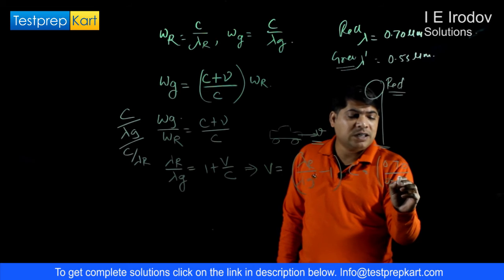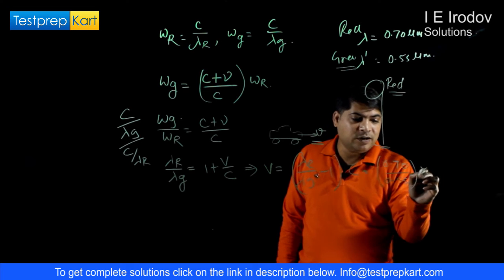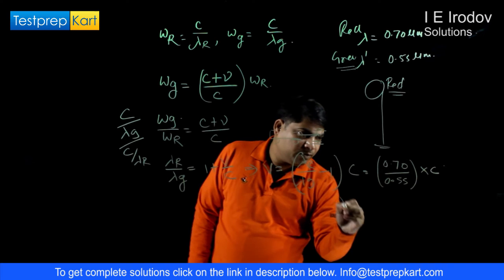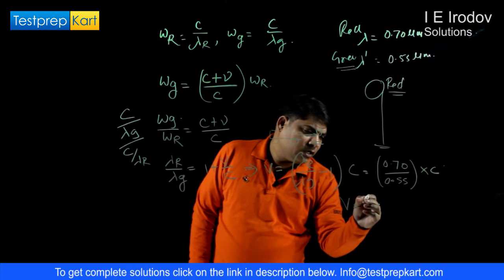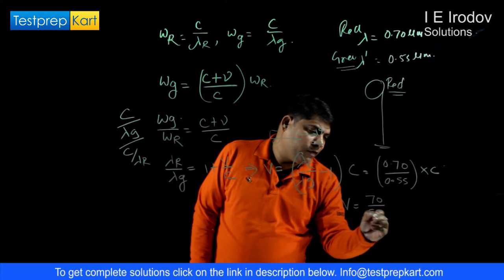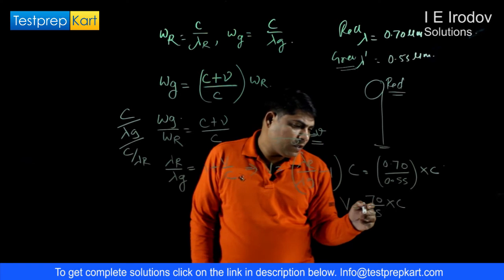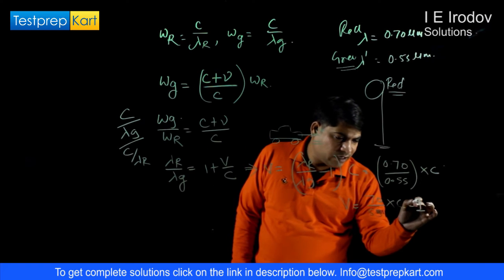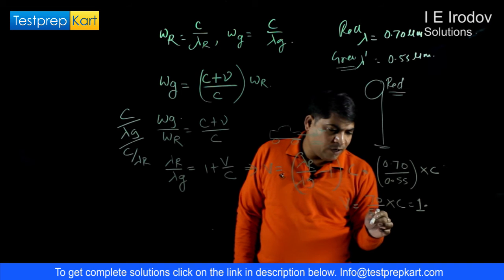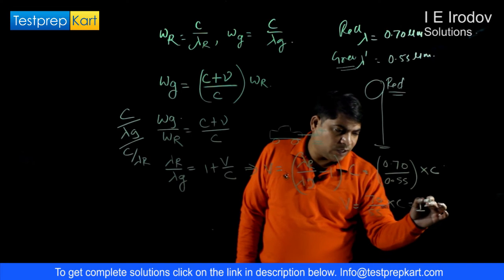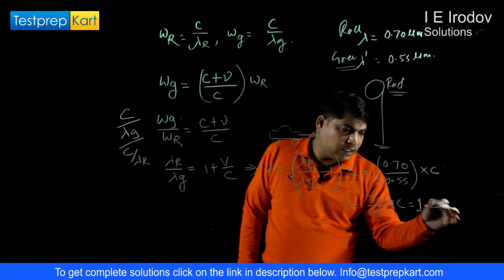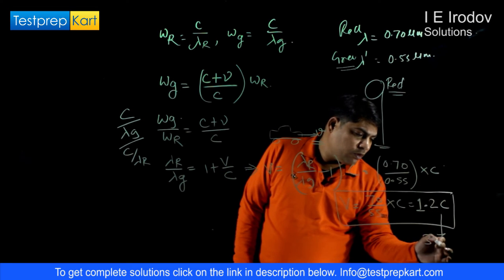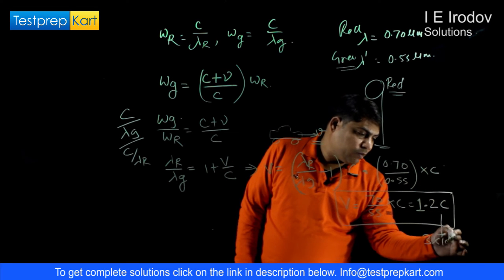So this is 0.7 upon 0.55 into C, right? So speed of driver is 70 upon 55 into C, okay? And if we divide, then we'll get 1 point something, let's take 1.2 C, okay? And where C is 3 into 10 to the power 8 meter per second.